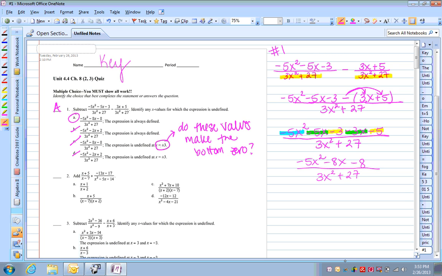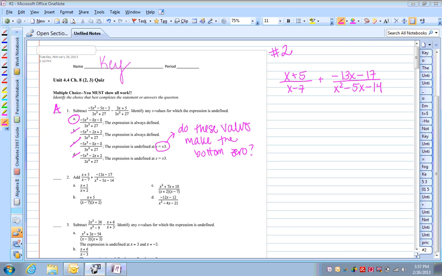All right, let's move on to number 2. Okay, on number 2, we're adding two rational expressions, and when we are adding or subtracting, remember the first thing that we have to do is find a common denominator.